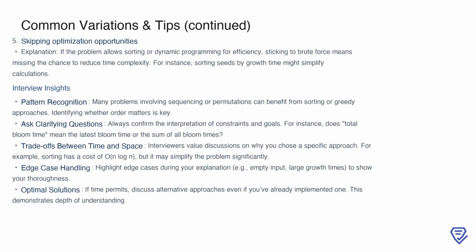Skipping optimization opportunities is another common mistake. If the problem allows for efficient techniques like sorting or dynamic programming, relying on brute force can mean missing the chance to significantly reduce time complexity. For example, sorting seeds by their growth time can sometimes simplify the calculations substantially.